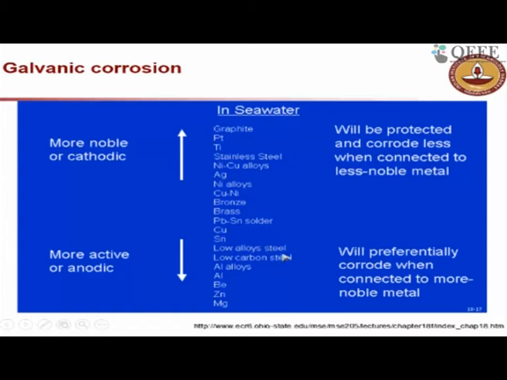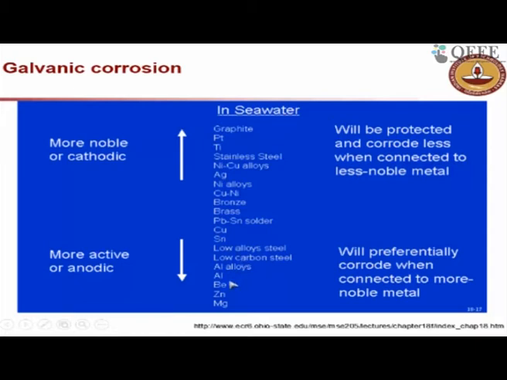So if you put steel and connect that to zinc, you will have preferential corrosion of zinc. So that's the idea of galvanized steel. Actually you put a zinc coating on the steel, so we expect the zinc to corrode and not the steel. This is the reason why we go for galvanized iron.